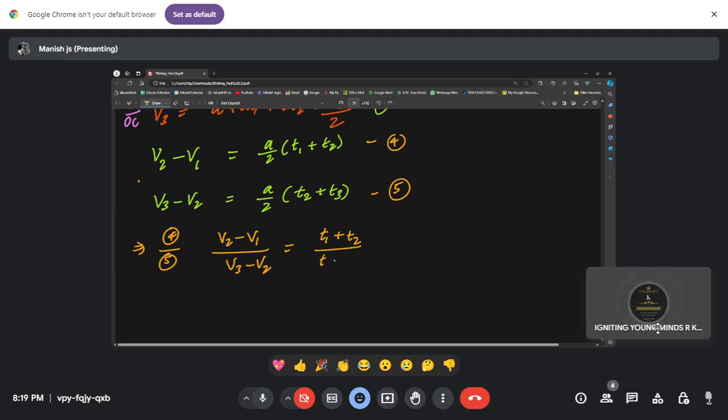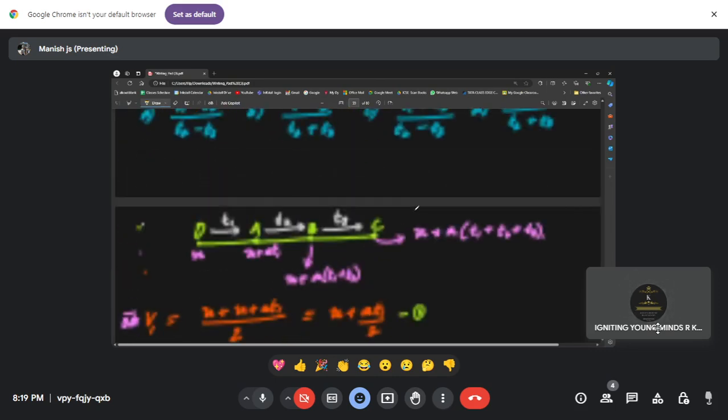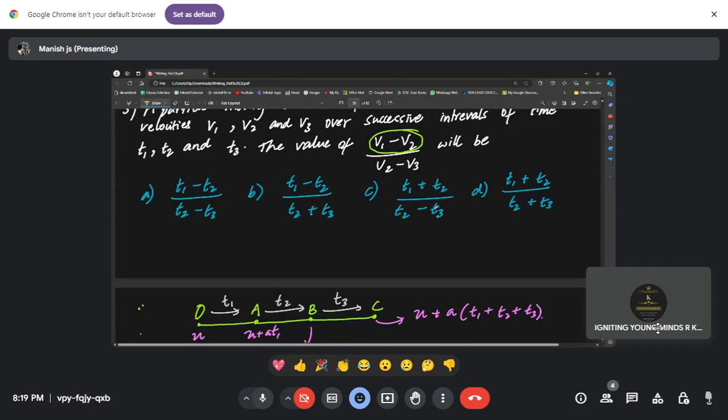So this is the value that you will be getting. Therefore, our answer is T1 plus T2 upon T2 plus T3, which is option D. So option D is our answer for this particular question.